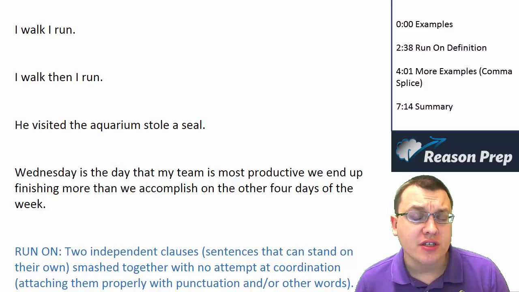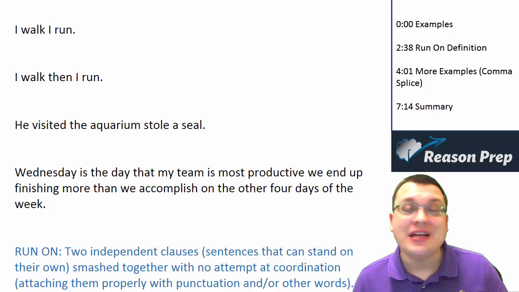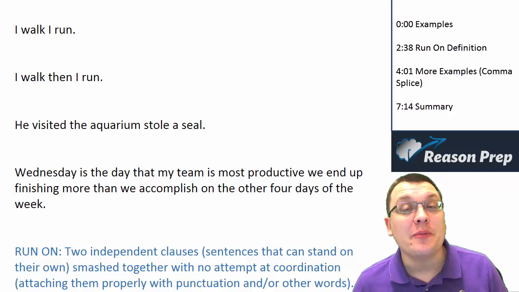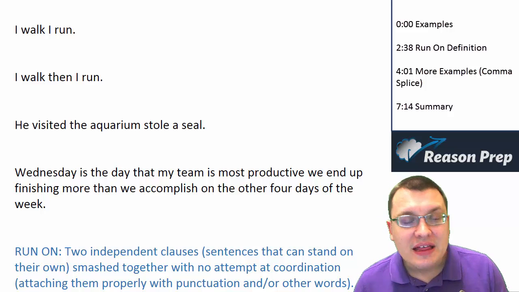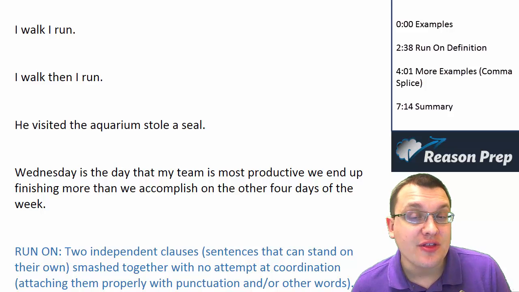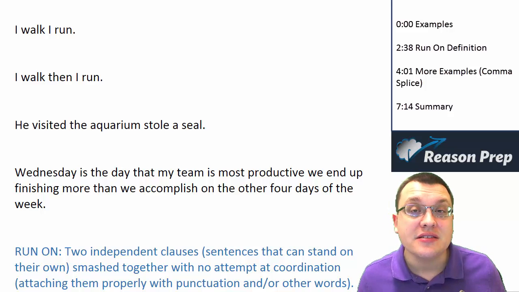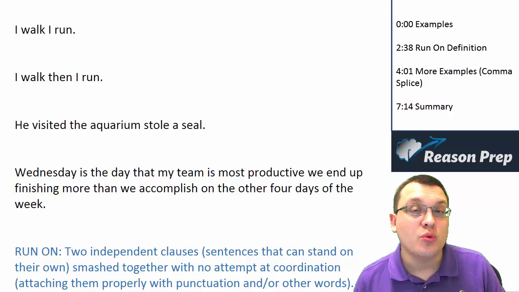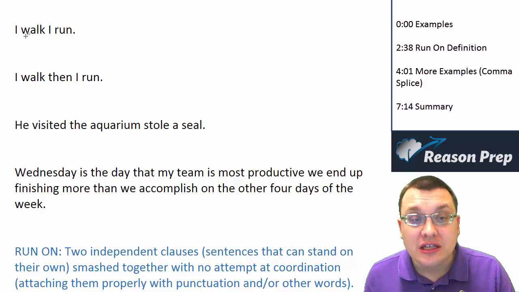Our previous error discussion was about fragments, incomplete sentences, where the problem was we needed to add a subject or a verb to make the sentence complete, to make it an independent clause so that it could stand on its own. These errors are not an issue with having complete sentences. That's not the problem. The problem is we have complete sentences, but we've put them together in such a way that leads to errors. So let's look at this simple example.